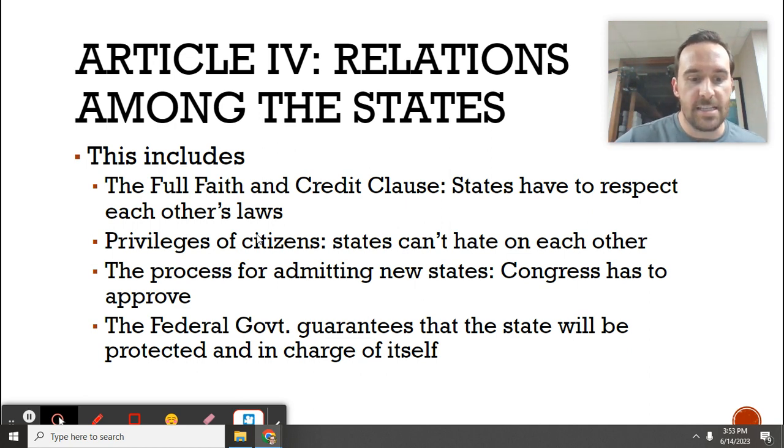And finally, it says that the federal government is going to guarantee that the states are going to be in charge of themselves. This is where we get the reserve powers clause as well as the 10th Amendment, and it makes sure that states are protected.